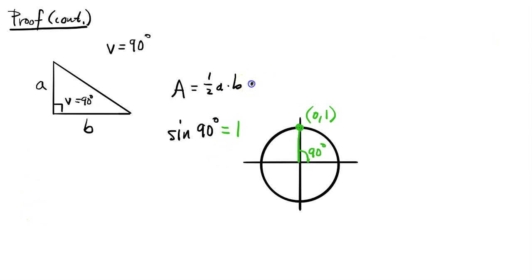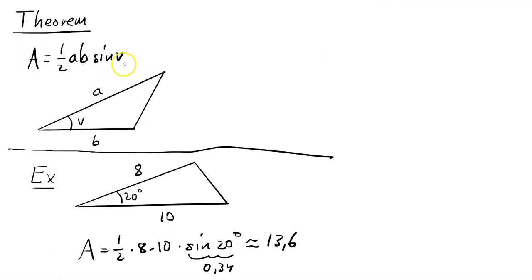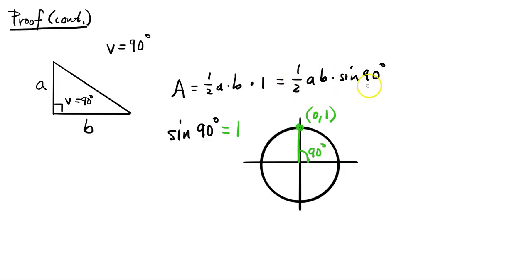So we can write here the 1, of course, it doesn't matter. But we know that 1 is equal to sine 90 degrees. So I can write this as AB times sine 90 degrees. And this is just now the formula we had. Just this formula, with a special case when V is 90 degrees. So the formula also works when V is 90 degrees.